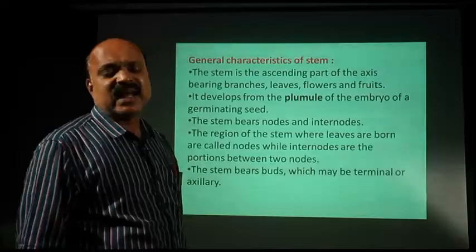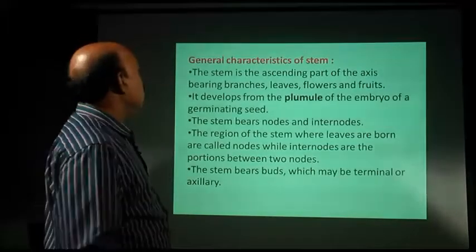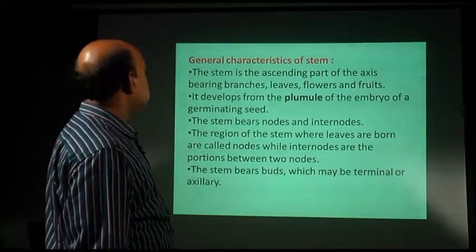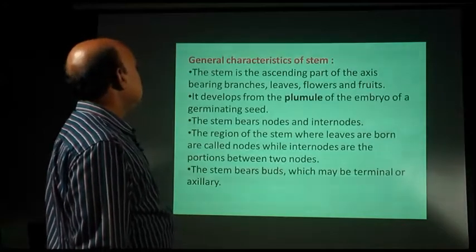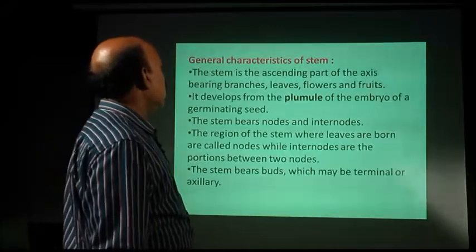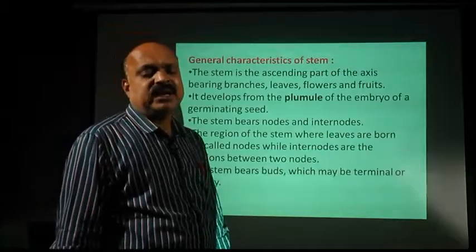So the stem is the ascending part of the axis, bearing branches. Ascending mean uparaku, tolu uparaku utiba ascending, uparu toluku jiba descending. So stem is the ascending part of the axis, bearing branches, leaves, flowers and fruits. It develops from the plumule of the embryo of a germinating seed. The stem bears nodes and internodes.